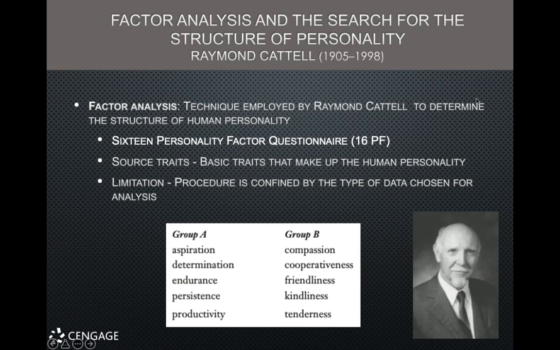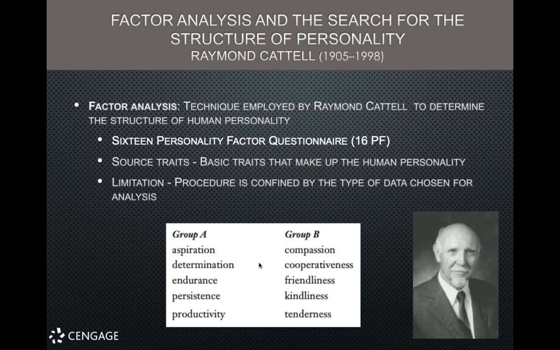Look at these two groups, okay? There are a bunch of words and a bunch of words. Do not see the first part, which is group A, group B. Just simply see these words as a random list of words, a random list of traits. So, suppose you had tests to measure the following 10 traits: aspiration, compassion, cooperativeness, kindliness, persistence, productivity, and tenderness. You could give these tests to a group of people and obtain 10 scores per person.